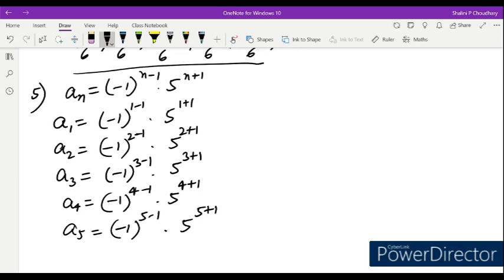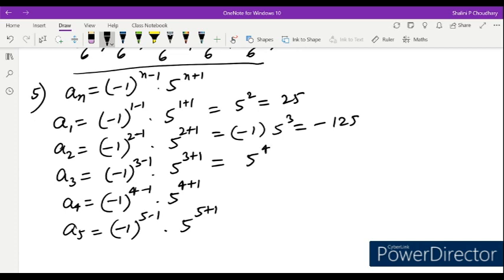Okay, so this will be equal to minus 1 to the power 0, it means 1. Okay, now 1 into 5 to the power 2, 5 to the power 2 will be equal to 25. Now minus 1 to the power 1, so it will be minus 1 into 5 to the power 3, that will be equal to minus 125. Now next, this will be minus 1 to the power 2, it means it will be plus, into 5 to the power 4, so 5 to the power 4 will be 625.